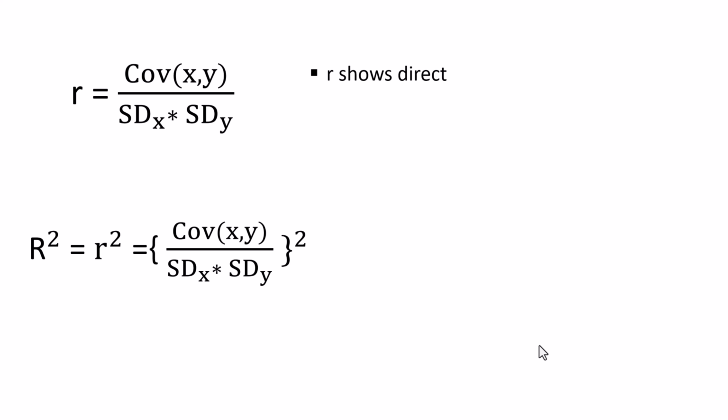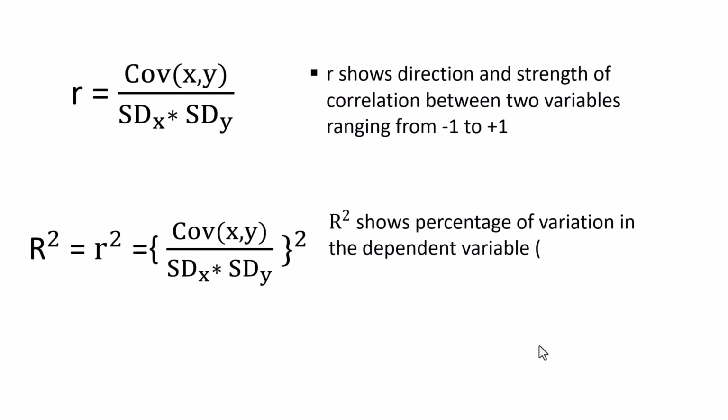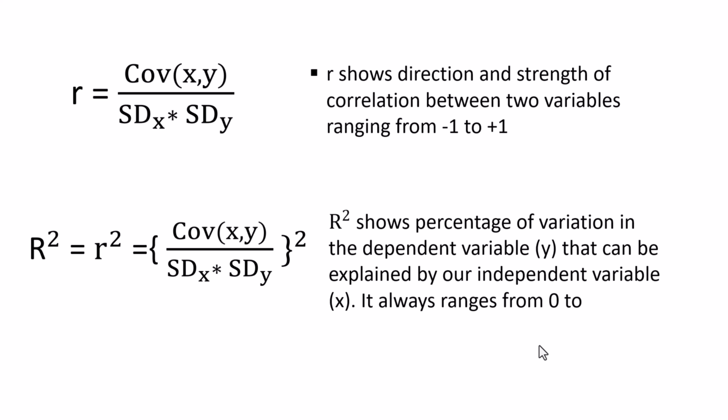While R shows the direction and strength of correlation between two variables, ranging from -1 to +1, R squared shows explanation. Specifically, it tells us the percentage of variation in the dependent variable y that can be explained by our independent variable x. It always ranges from 0 to 1.